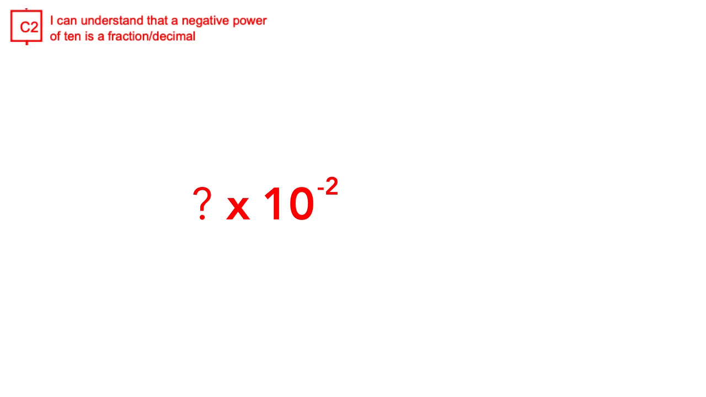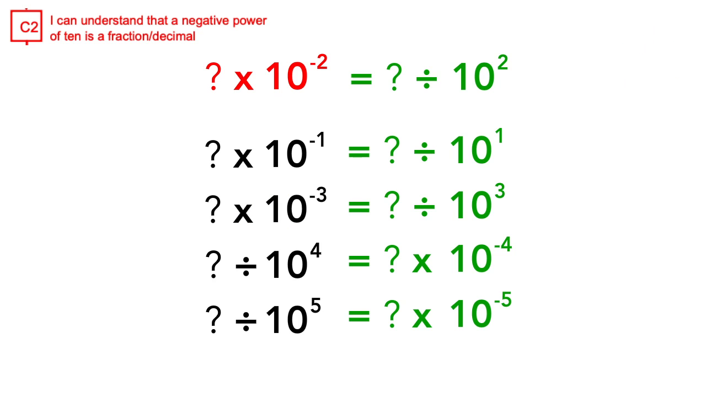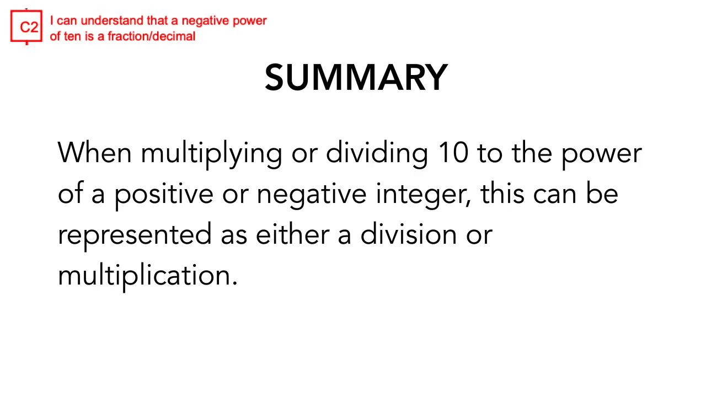If a number is multiplied by 10 to the power of negative 2, this is also equal to that same number divided by 10 to the power of 2. Pause and find the equivalent calculations of these questions. To summarize, when multiplying or dividing by 10 to the power of a positive or negative integer, this can be represented as either a division or multiplication.